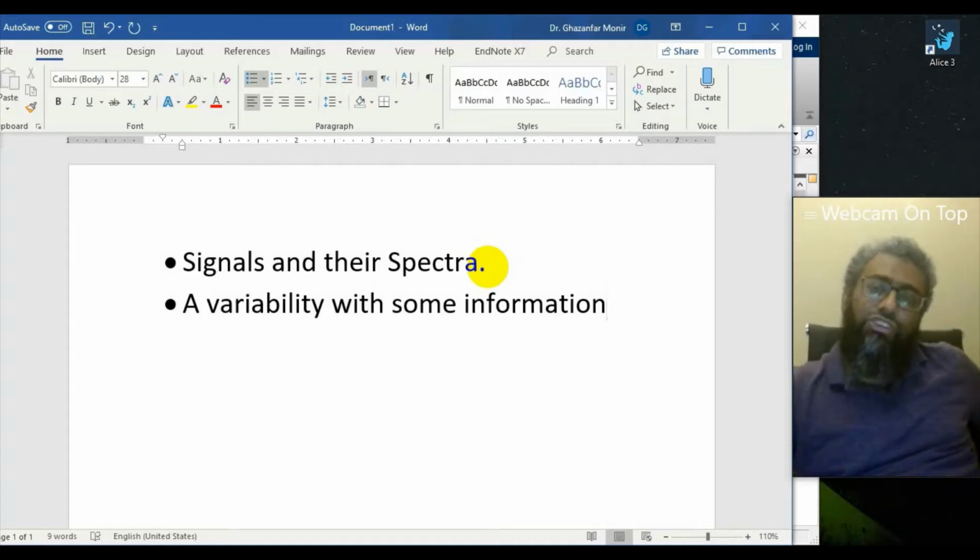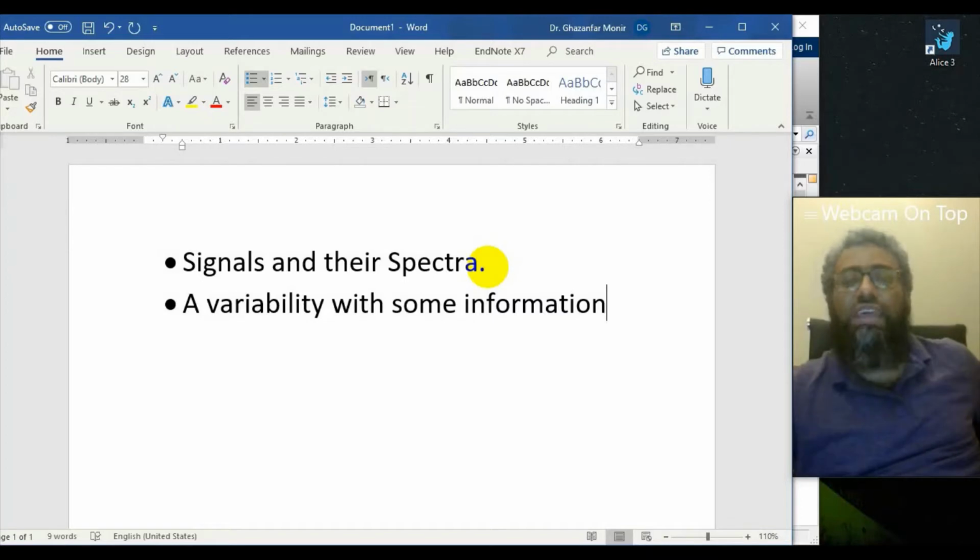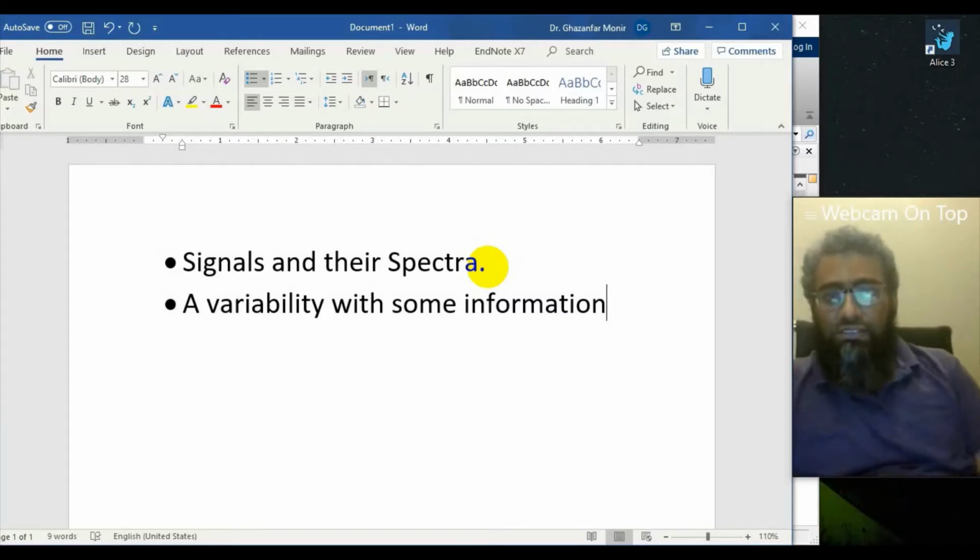So any variation that has some information is a signal, in terms of signals and systems or digital signal processing. So do not just limit yourself thinking that we are talking about voltage signals, or current signals, or wireless signals and communication signals, etc. Any variability that has some information can be considered as a signal, and if it can be considered as a signal, all the theories of signal processing can be applied to that particular signal.